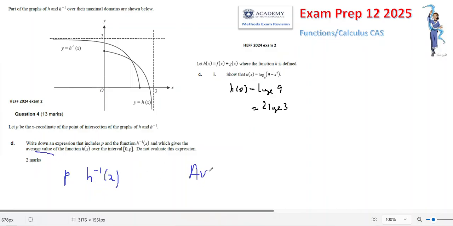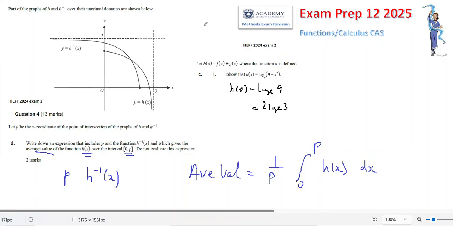So average value of H of X over that interval. So we know the rule is 1 over P minus 0, integral from 0 to P of H of X dx, where P minus 0 is P. Now the problem about that is that I'm using H of X, not its inverse.